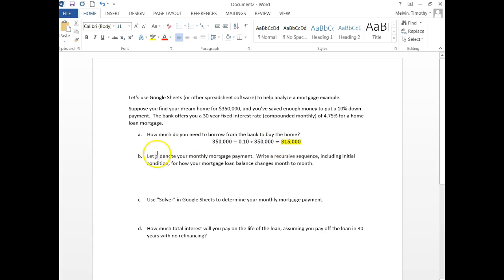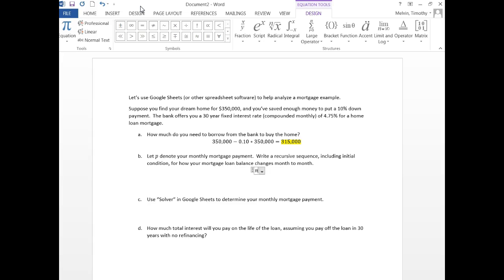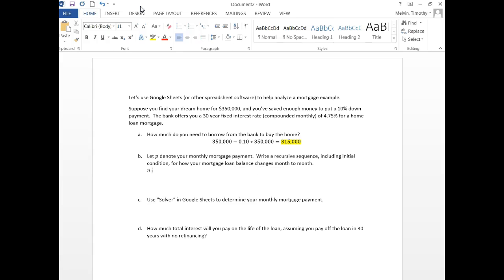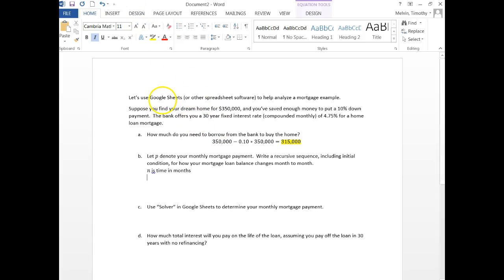Alright, looking at part B, before we go to Google Sheets, I'm going to write a recursive sequence, including initial condition for how that mortgage loan balance changes month to month. So I want to write a couple things. What do these variables represent? N is time in months. We want to know how this balance changes month to month.